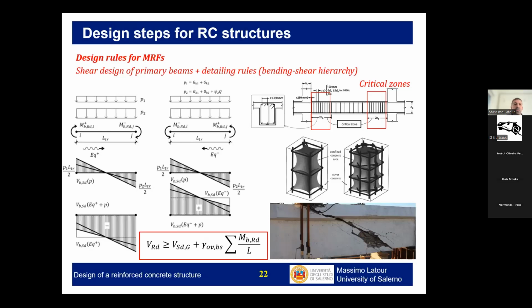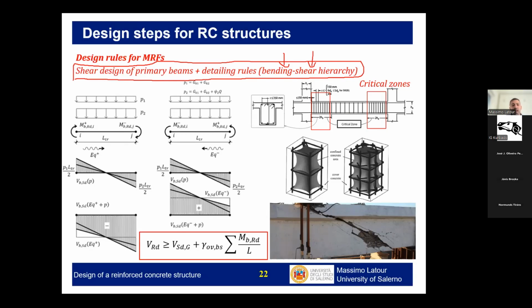So we will apply first of all, for the shear layout, so for the shear design of the beams to define the layout of the stirrups, the transverse bars, the so-called bending shear hierarchy. I can understand that maybe this can look strange to you, but for the design of the beam, I will not look anymore at the shear diagram.